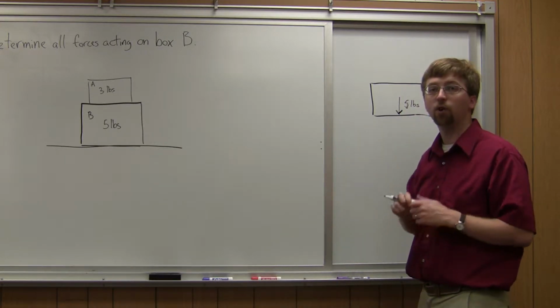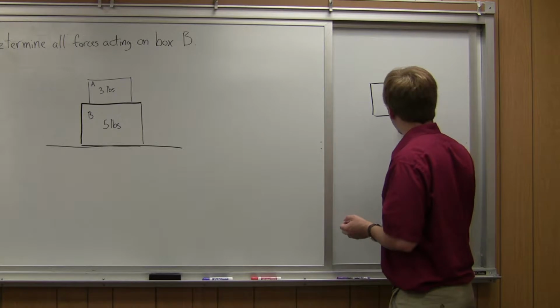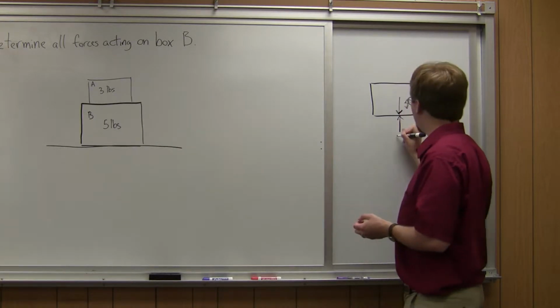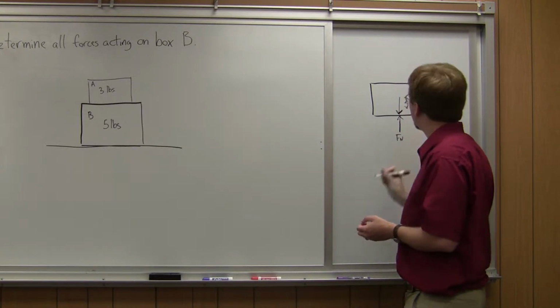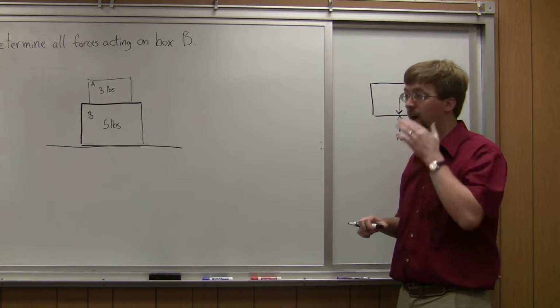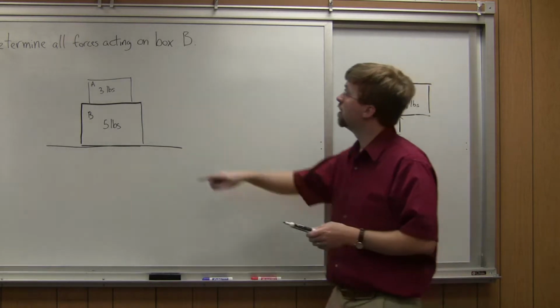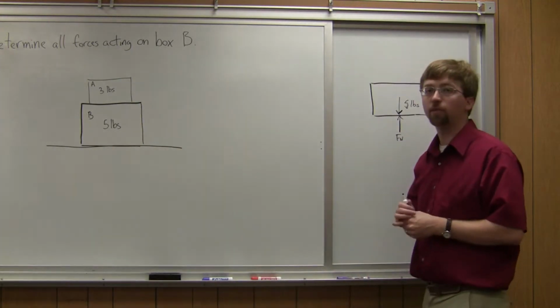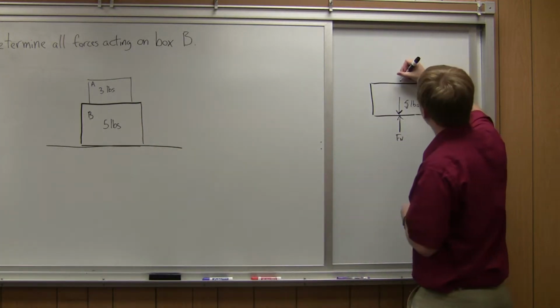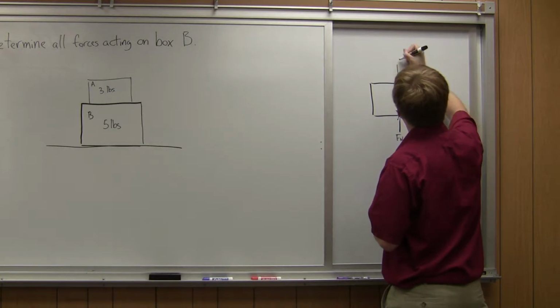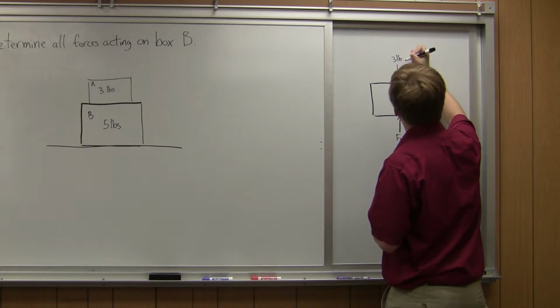I know I'm going to have a normal force. It's going to be pushing up from the table. That's not given in the problem, so we're just going to label that Fn. And then finally, I'm going to have a normal force pushing down to the bottom. And that's going to be the weight that's pushing down from box A. So at the top, I'm going to have a 3-pound force.